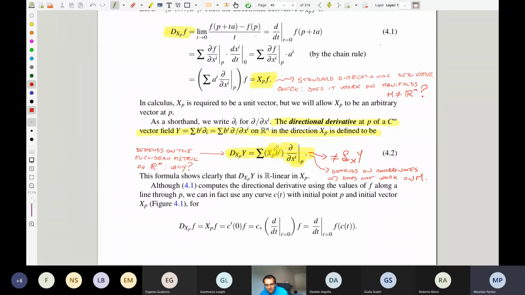This derivative, spoiler, is called the Levi-Civita connection of Rn. It is the metric connection of Rn. I told you in the beginning, the connection is a notion that is giving you geometry from a different point of view with respect to the metric, but when you have a metric, you have a unique associated connection, which is the Levi-Civita connection. And this D, spoiler, is the Levi-Civita connection of Rn.